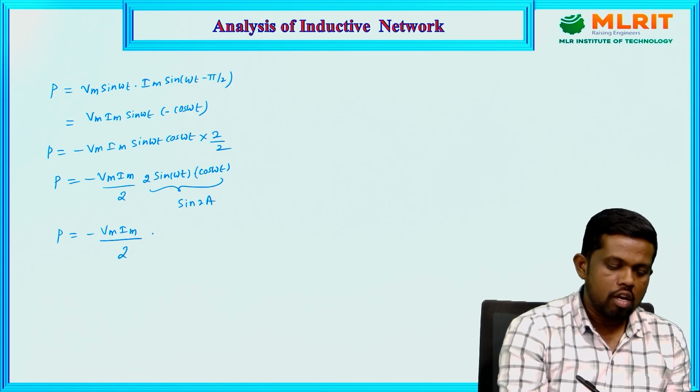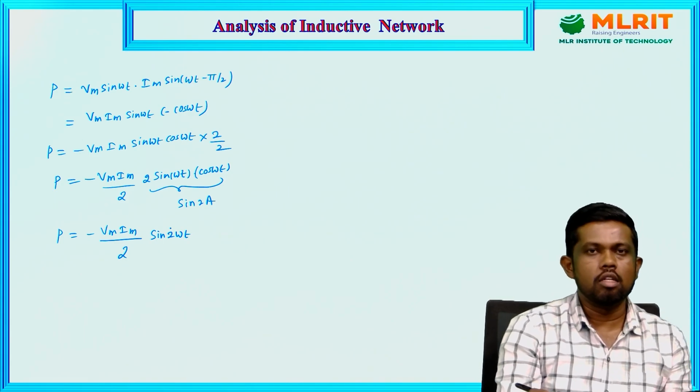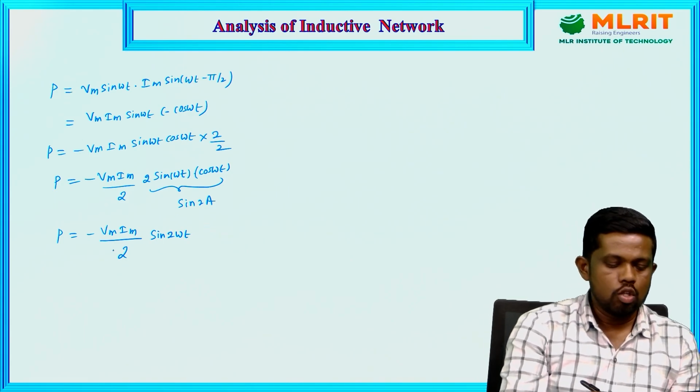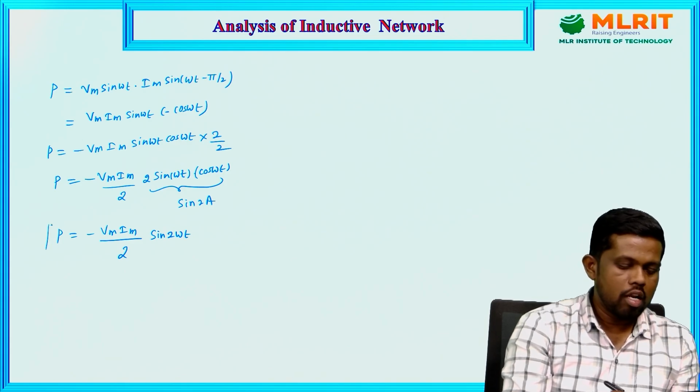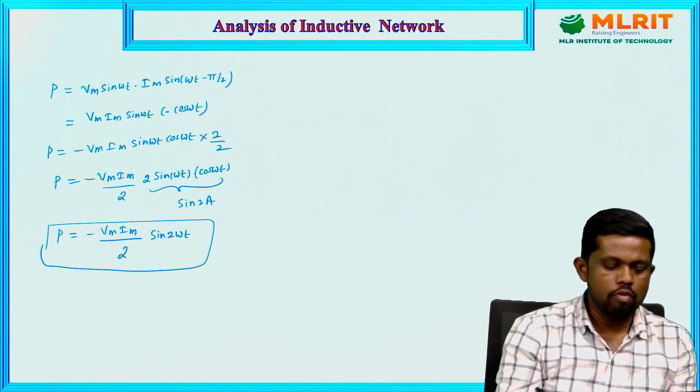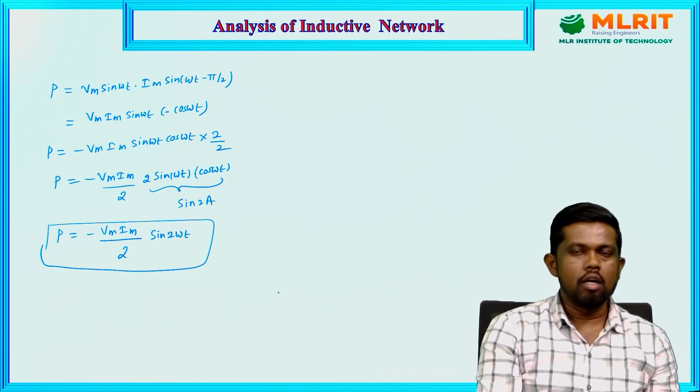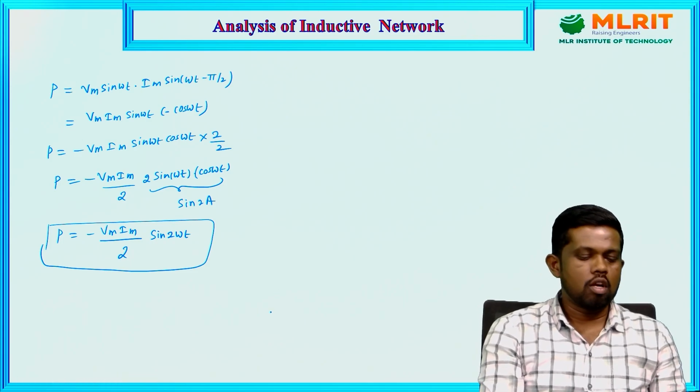So this one we can write as sine of 2 omega t, since sine 2a equals 2 sine a cos a. Similar to that, we can write this as the sine of 2 omega t. So this is the instantaneous power taken by the inductor, that is minus Vm Im by 2, sine of 2 omega t. So this is the amount of instantaneous power consumed by the inductor.